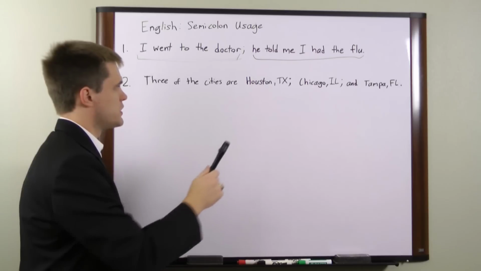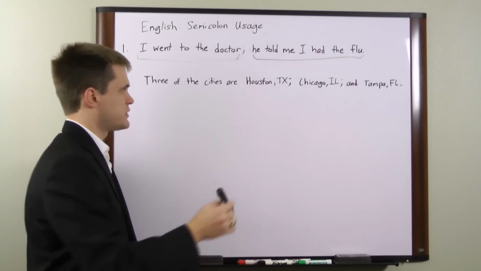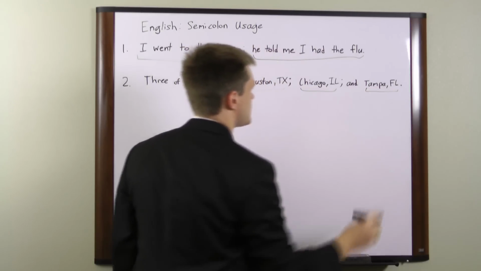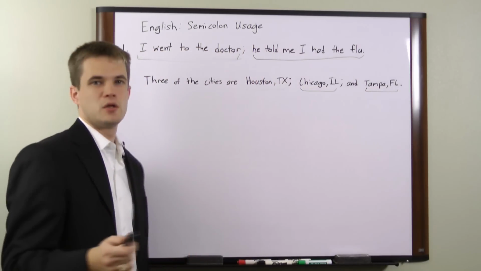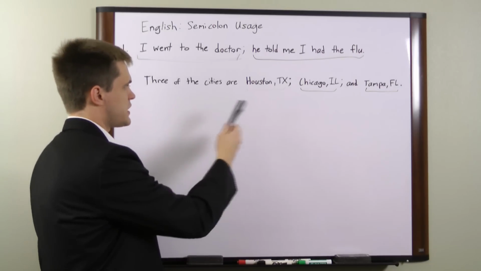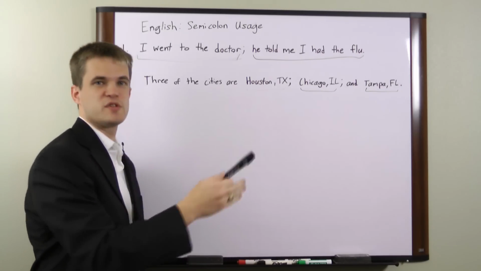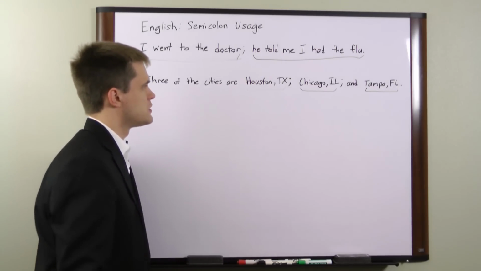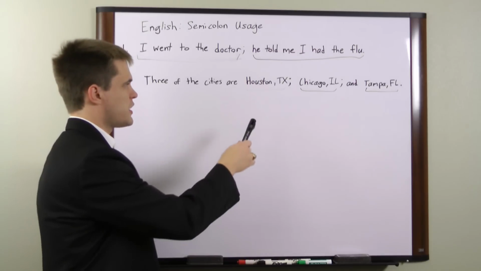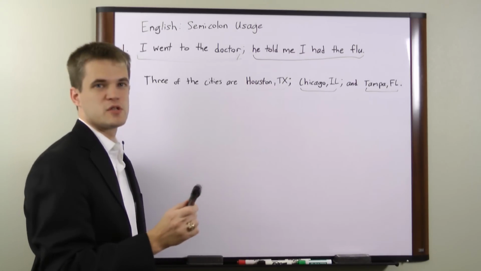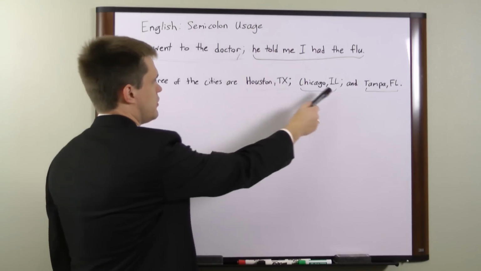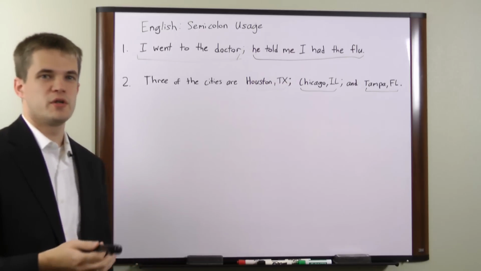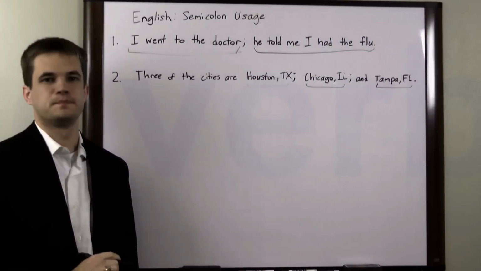The second example was items in a list. So as you can see here, we've got three items, and they are city-state combinations. So you'll recall the proper way to list out cities and states is city, comma, state. So each item has an internal comma. So it could be confusing to try to separate them with commas. So the proper usage in this instance is to use a semicolon to separate each of them. So these are the two primary uses for semicolons in English.